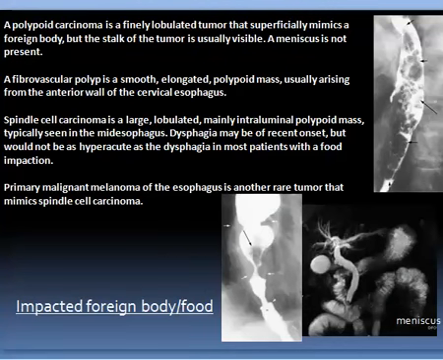A polypoid carcinoma is a finely lobulated tumor that superficially mimics a foreign body, but the stalk of the tumor is usually visible. A meniscus is not present. Meniscus means the margin of the tumor, or the margin of the lesion. Meniscus is only seen in stones. Fibrovascular polyp is a smooth, elongated polypoid mass. This is a foreign body. This is a polypoid carcinoma.